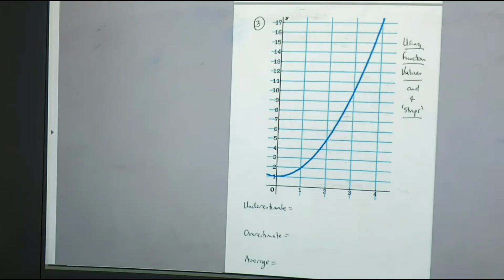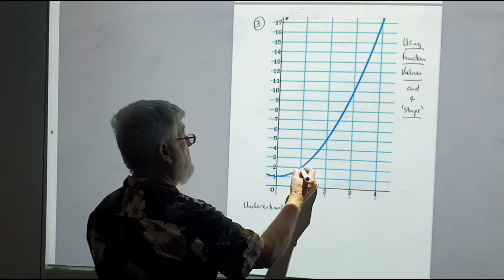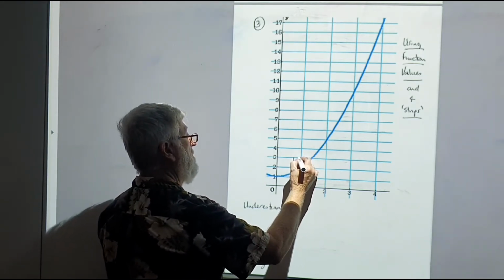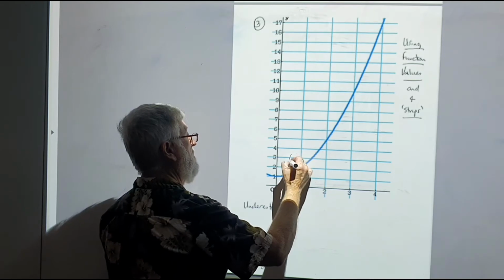Using function values. Slow down. This point here is 1 and the function at 1.